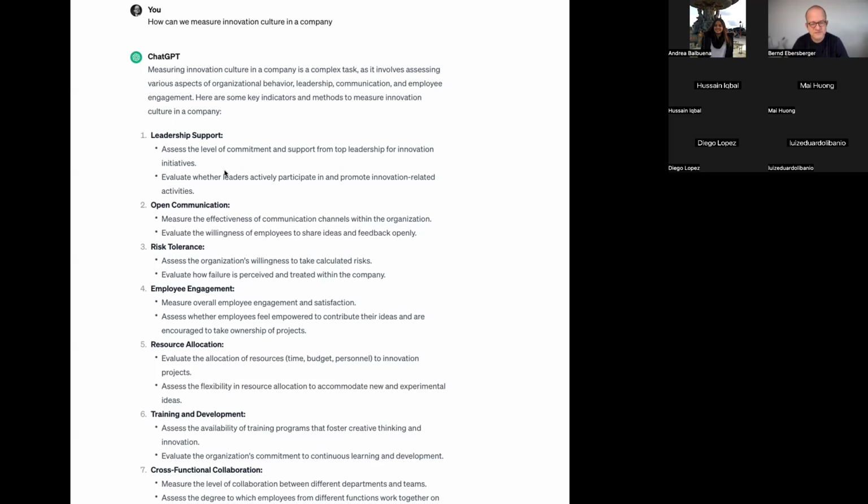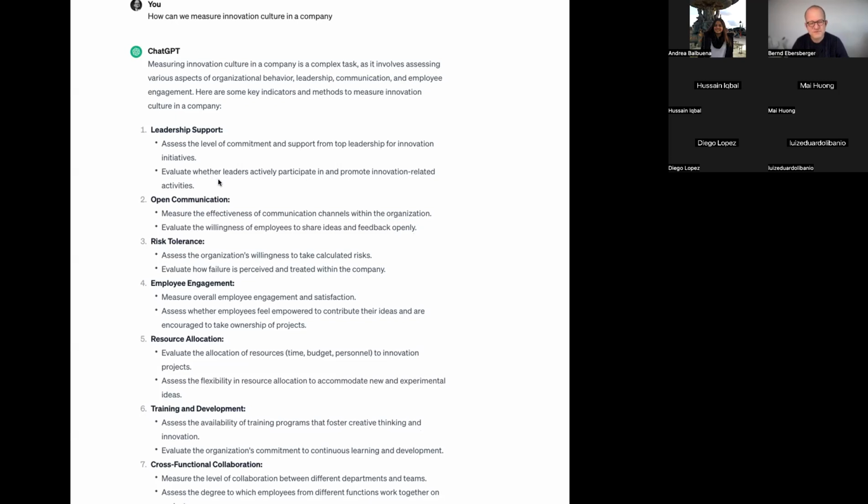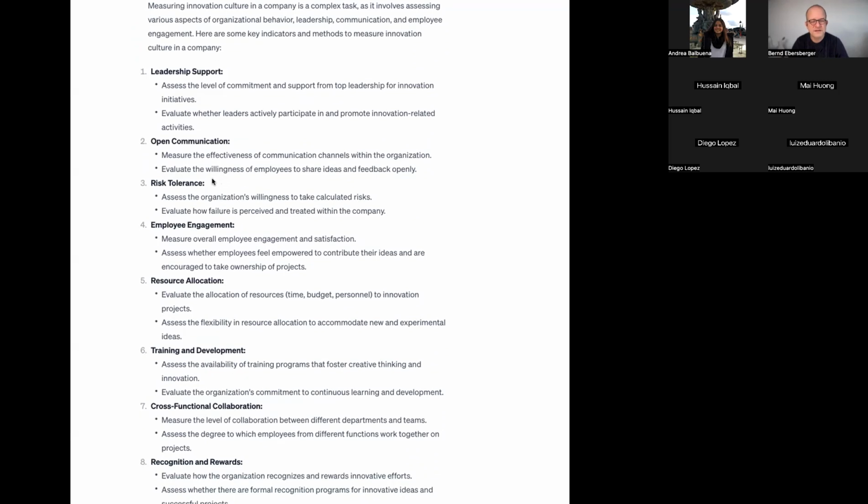Maybe it's part of the culture. We could, the level of commitment support from top leadership for initiatives. Well, this is not a measure. How would you measure leadership support? Not very concrete. Open communication, measure the effectiveness of communication channels within the organization.